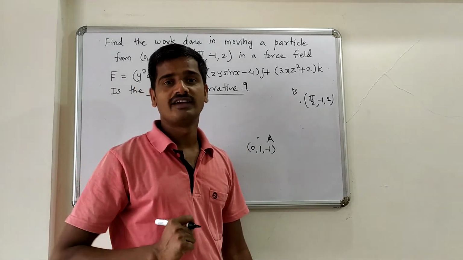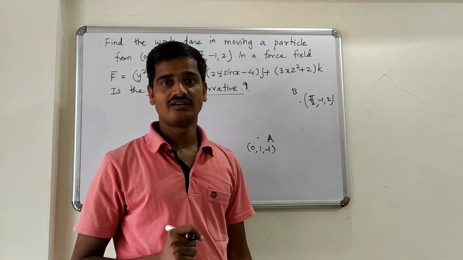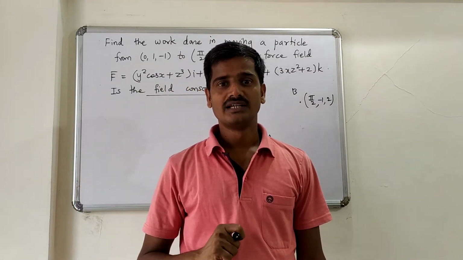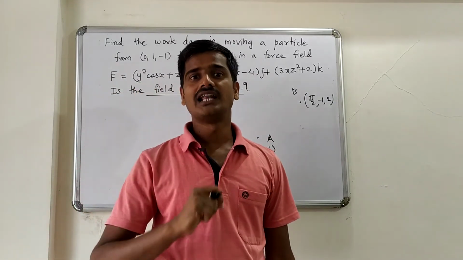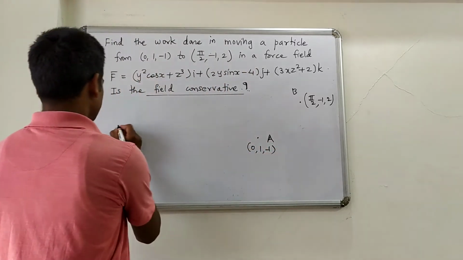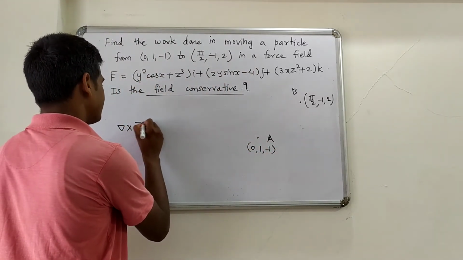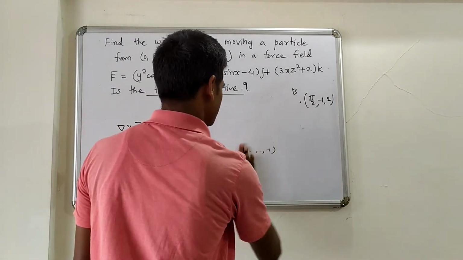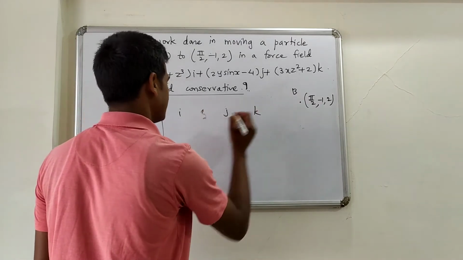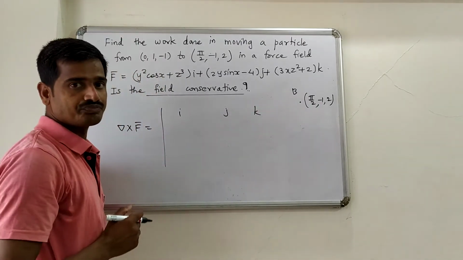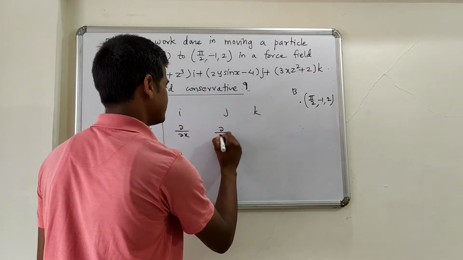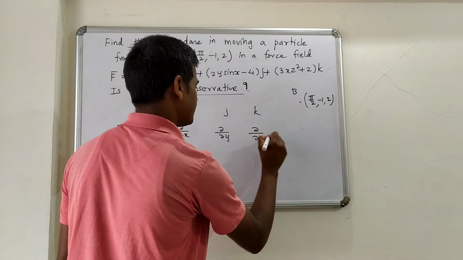So first of all we will verify whether F bar is conservative or not. Now the point is how to check that F bar is conservative. So the test is very simple. You have to just calculate del cross F bar and verify whether it is 0 or not. So del cross F bar is equal to the determinant of i, j, k. This is the first row. Then what are the components of del? ∂/∂x, ∂/∂y, ∂/∂z.